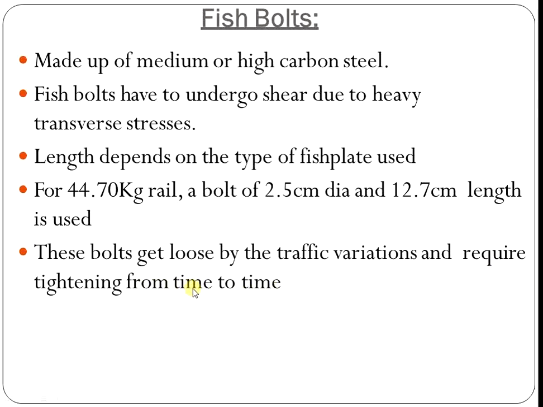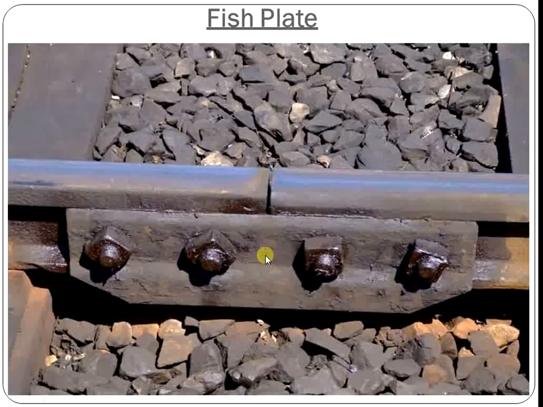That is the bolting. This is nothing but the fish bolts we have to use at the joining of the fish plate with the rail or different rails. And for this fish bolt, we have to carry out continuous or periodic maintenance for tightening, and to remove the fish plate and replace the fish plate.